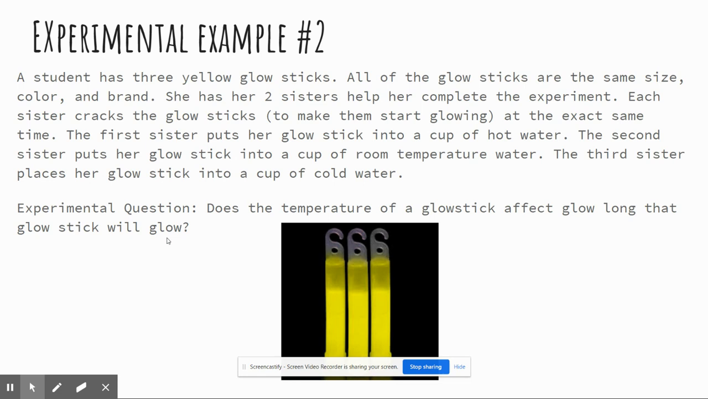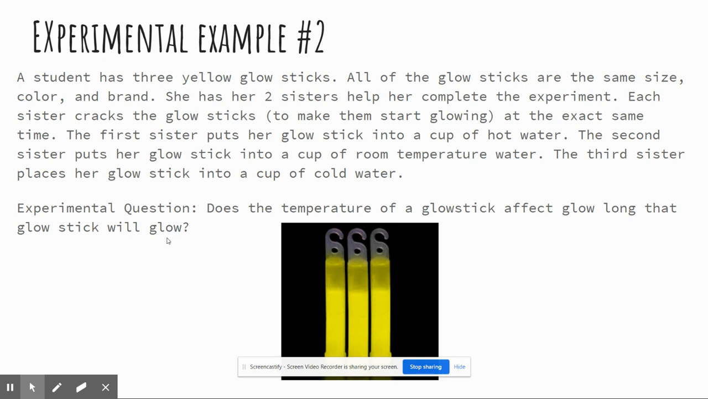All of the glow sticks are the same size, the same color, the same brand. Again, those are our constants. Those are important, right? So we know that they're not altering our results. She has her 2 sisters help her complete the experiment. Each sister cracks the glow stick to make them start glowing at the exact same time. So another constant, they all start glowing at the same time.